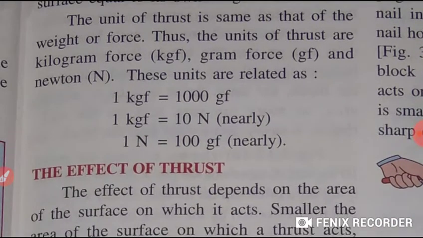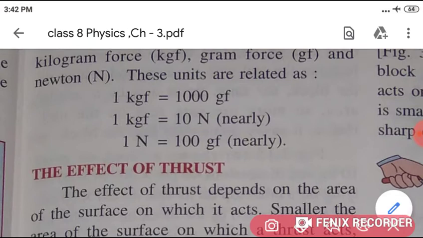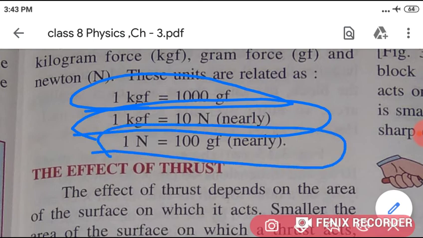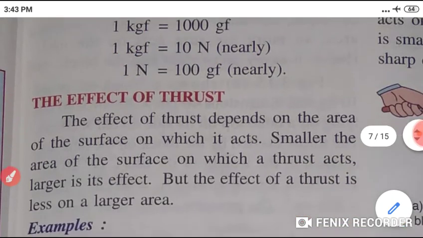1 kgf is equal to how many gram force? 1000 gf. 1 kgf is equal to how many Newton? 10 Newton. 1 Newton is equal to how many gram force? Nearly 100 gram force. So what are the effects of thrust, students?